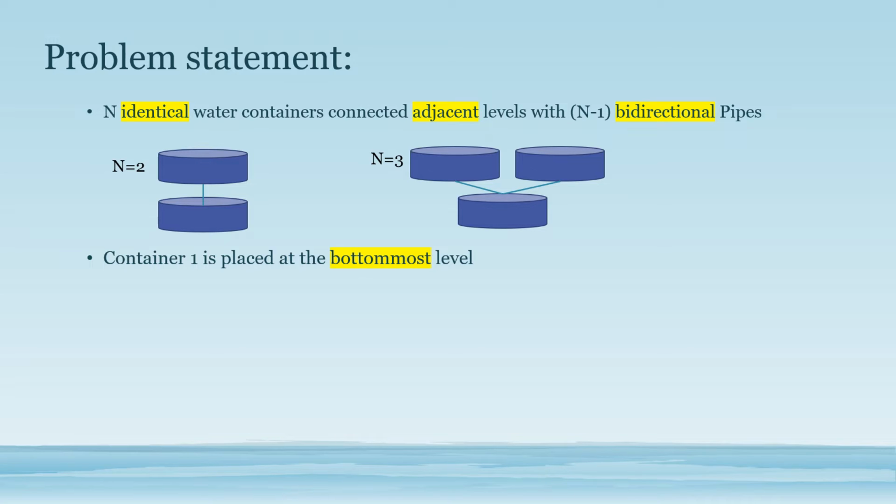And container 1 is placed at the bottommost level. So this is container 1, and above this we have more containers. We cannot have more than one container at the bottom level, but in the second level, third level, fourth level, we can have any number of containers.